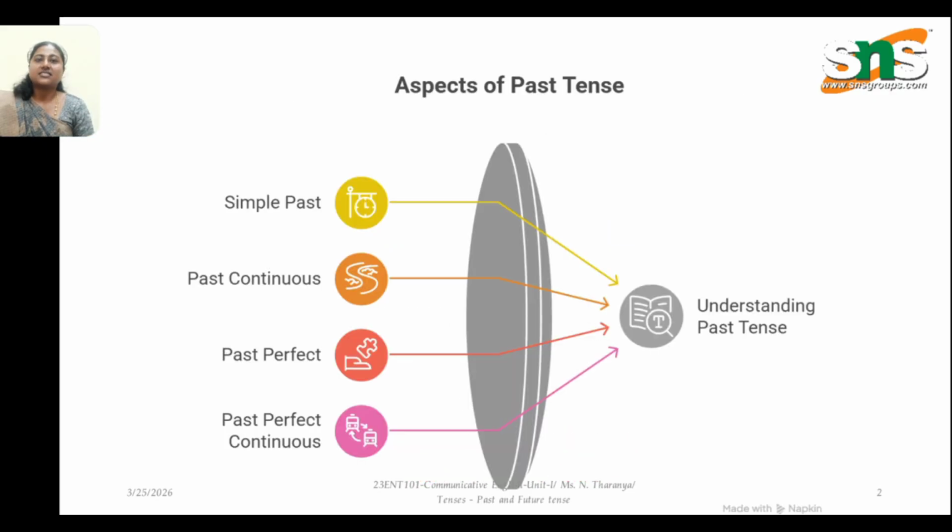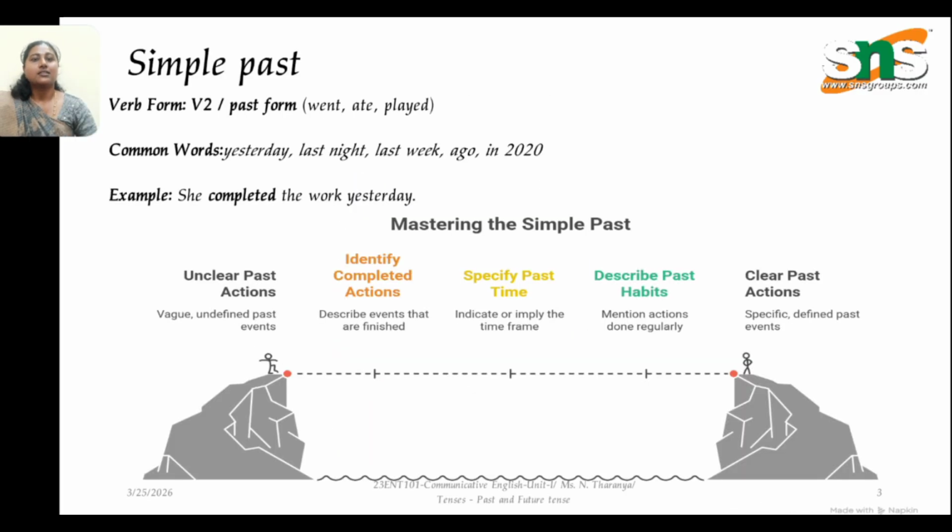There are four aspects of past tense and they are simple past, past continuous, past perfect and past perfect continuous. So, what is meant by simple past? It is just what happened in the past, nothing else. The verb form for simple past is V2 form of the verb, that is past form of the verb. For example, we can have went, ate, played, drank. These are some kinds of verbs for examples for simple past.